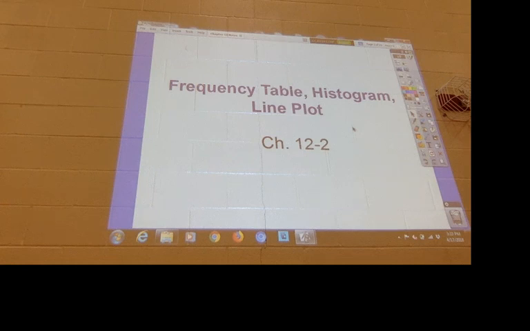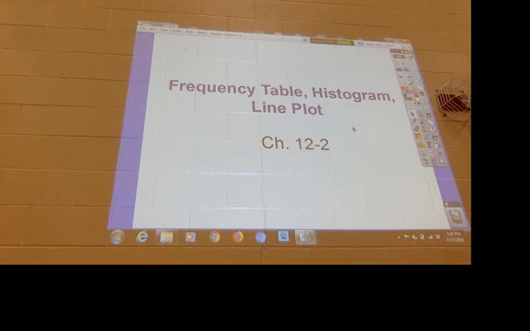All right. So I am doing all of chapter 12 today, starting with chapter 12-2, which is frequency tables, histograms, and line plots. Really, this is pretty simple, but they're going to give you information on the EOC given in these kinds of tables, and you have to know how to read them exactly.